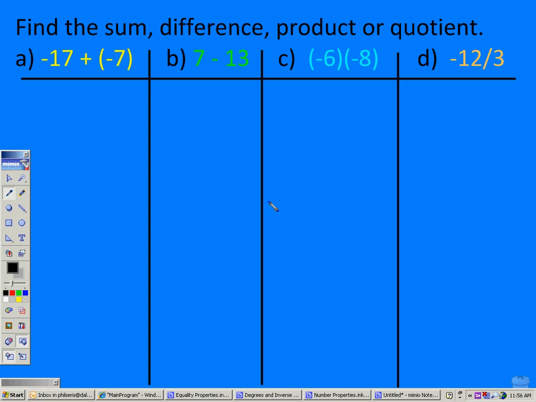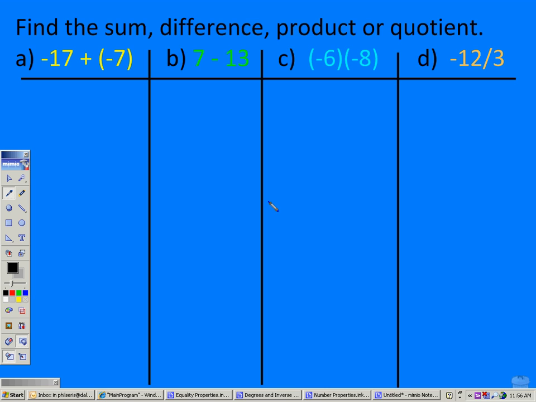Alright, so we are going to be looking at the summary of the first couple sections in this chapter, and what they involve is finding the sum, difference, product, or quotient of integers that may or may not have the same sign and different values.